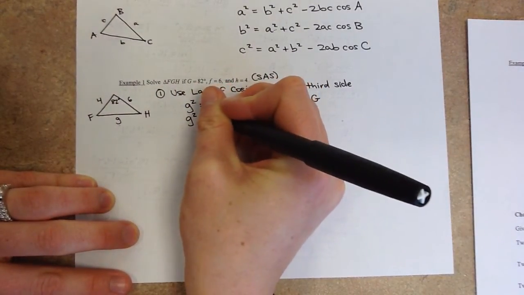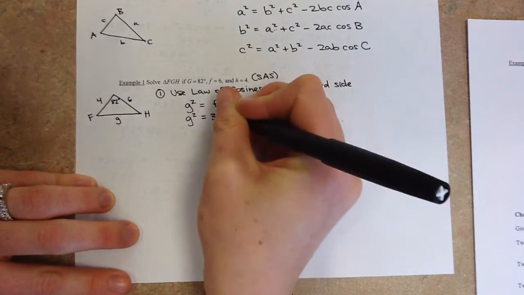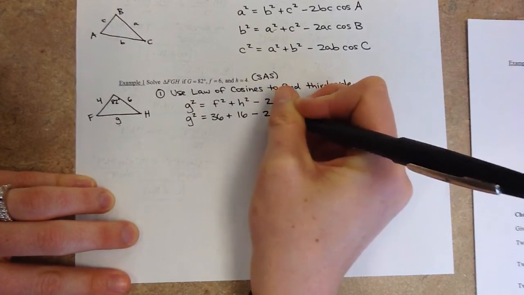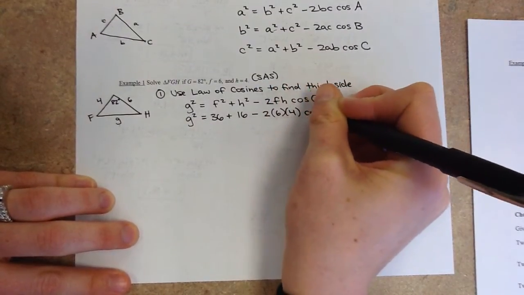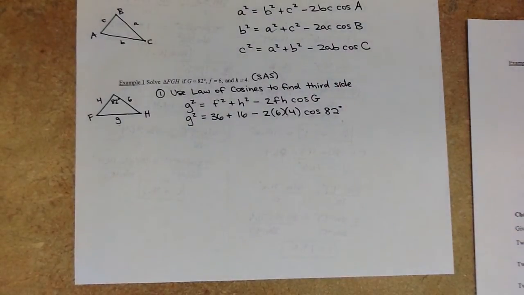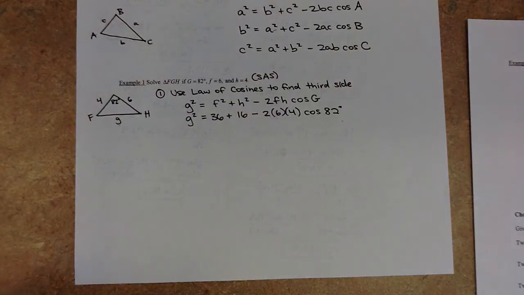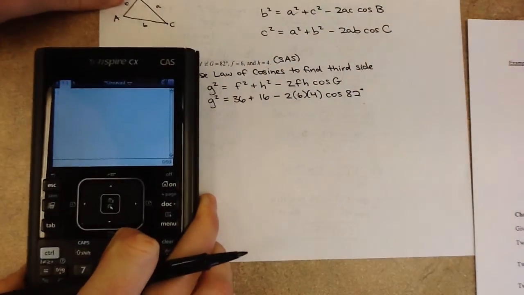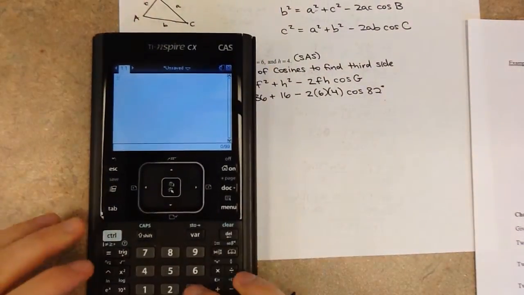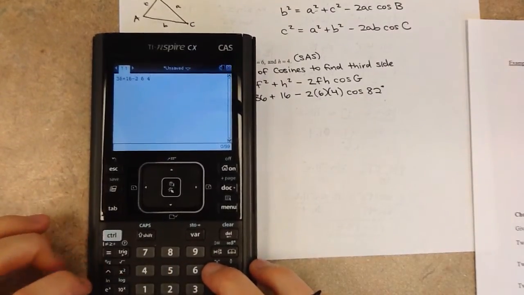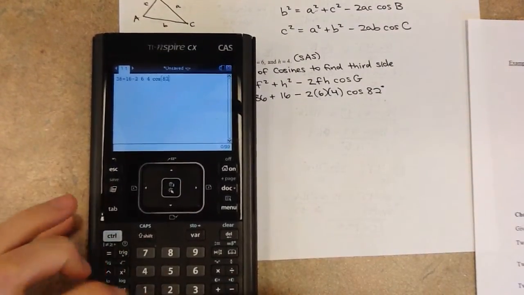So f squared, 6 squared is 36, plus h squared, that's 4 squared, which is 16, minus 2 times f, which is 6, times h, which is 4, times the cosine of g, and g is 82 degrees. All right, so we get all that plugged in. So now the right-hand side is just all numbers. So what we're going to do is plug that whole right-hand side in. So we've got 36 plus 16 minus 2 times 6 times 4 times the cosine of 82 degrees.